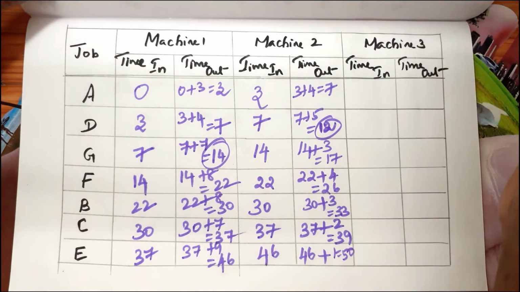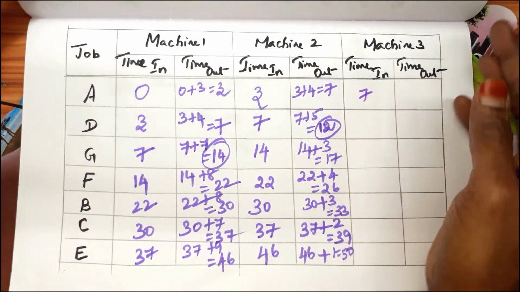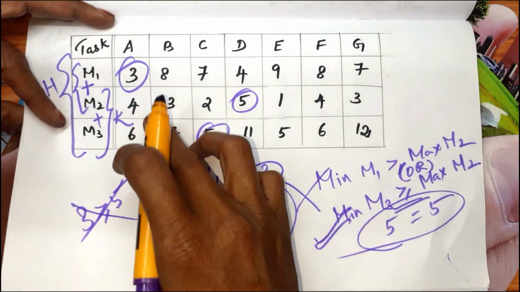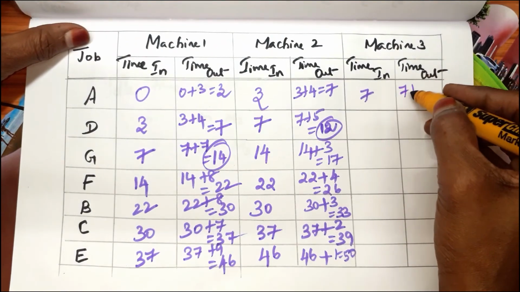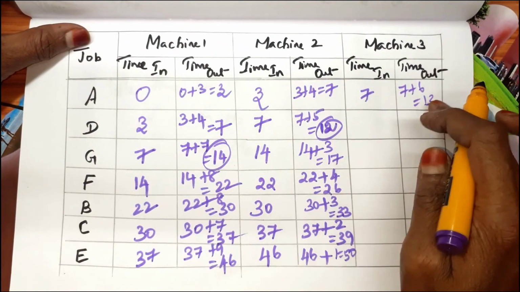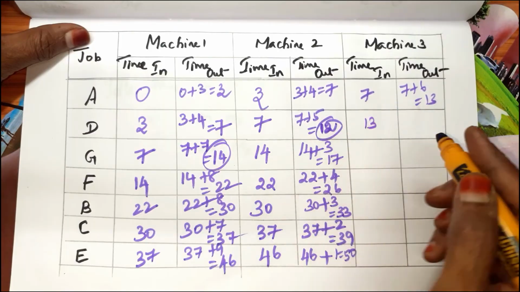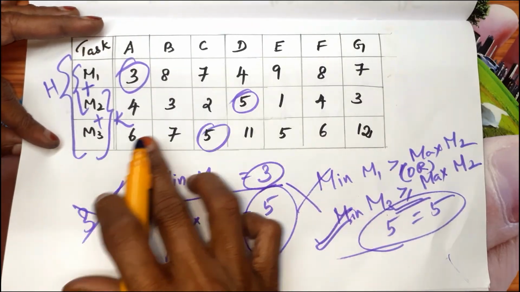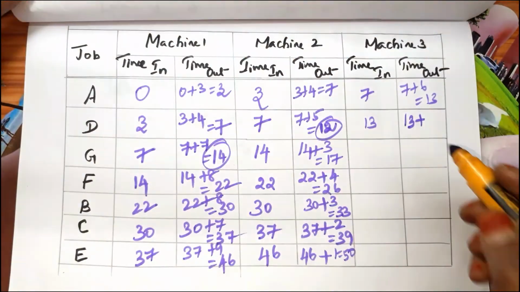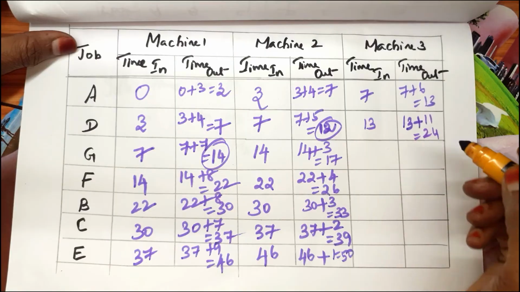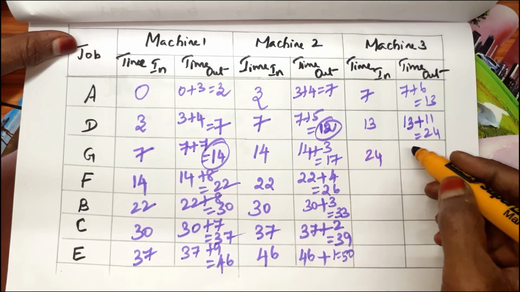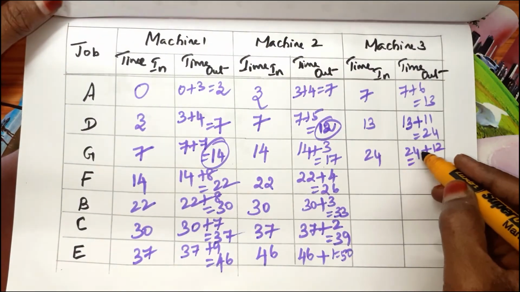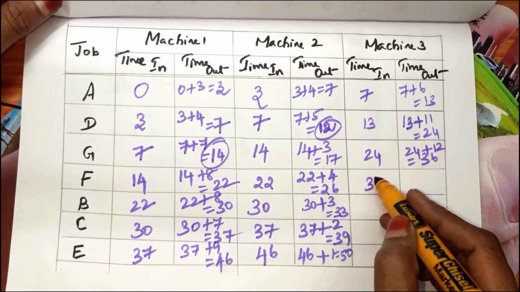Moving on to the third one. Third one starts by 7 hours. For A, 6. So 7 plus 6, 13. 13, 12. 13 is the maximum. 13 plus 11, 24. 24, 17. 24 is the maximum. 24 plus for G, 12. 36. 36, 26. 36 is the maximum.